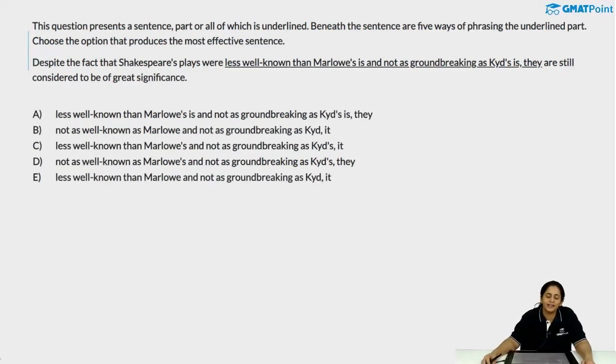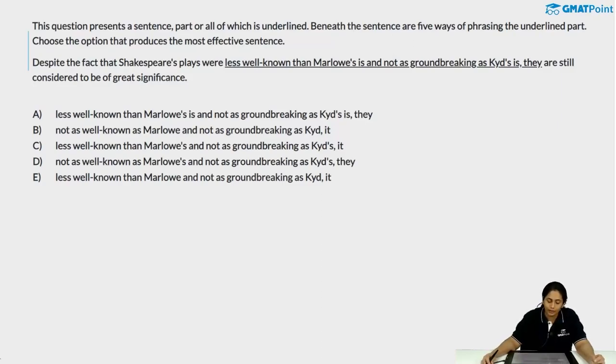I'm Sayali Kale. In this particular sentence correction question, we have a comparison of plays of Shakespeare to those of other playwrights. So let's take a look at the sentence. Despite the fact that Shakespeare's plays were less well known than Marlowe's is, and not as groundbreaking as Kyd's is, they are still considered to be of great significance.